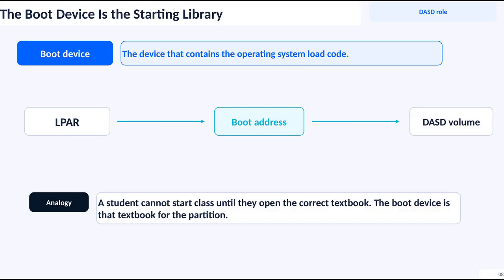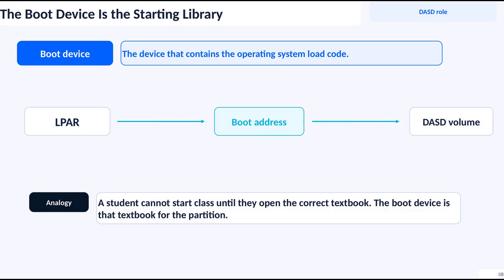The boot device is the place where the operating system load code is stored. In many beginner explanations, it helps to imagine the boot device as the starting library for the partition. The partition does not invent the operating system by itself. It must read it from a known location. A classroom analogy makes this clear.